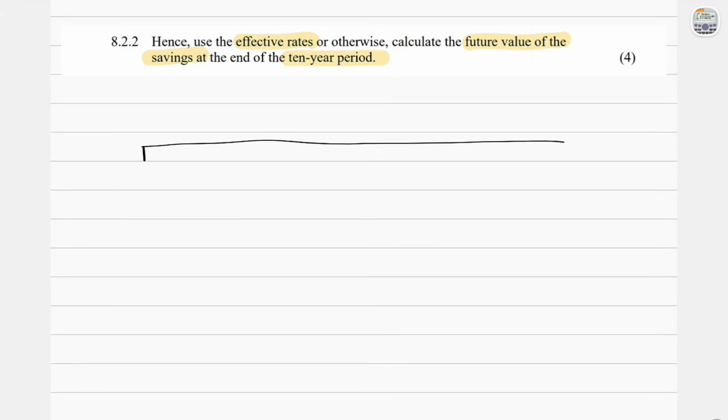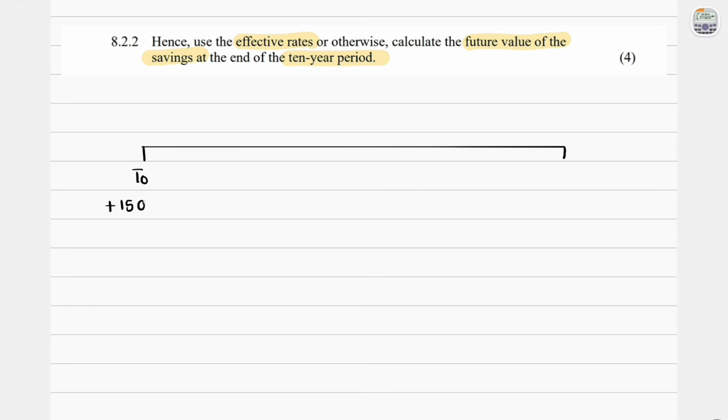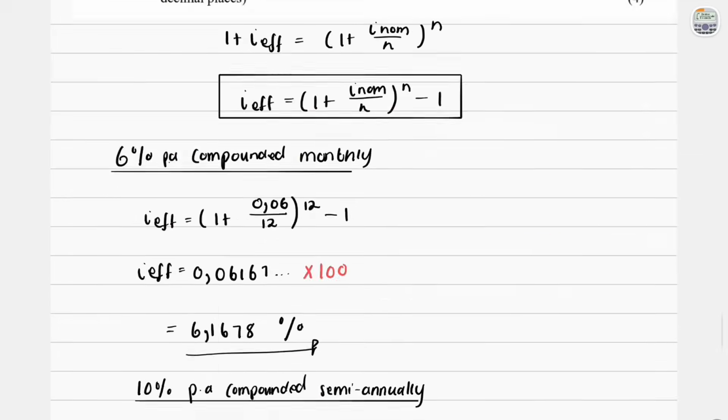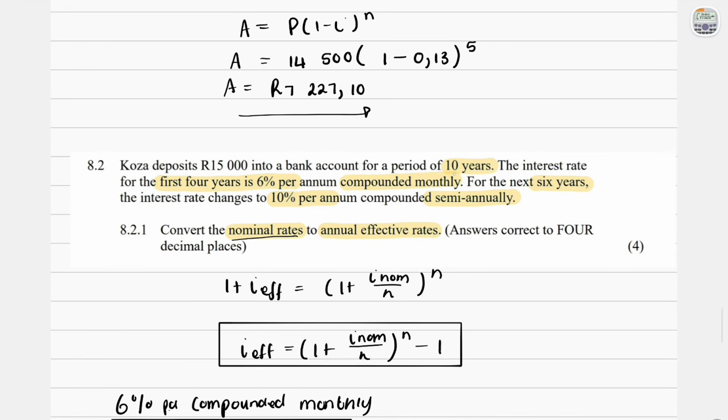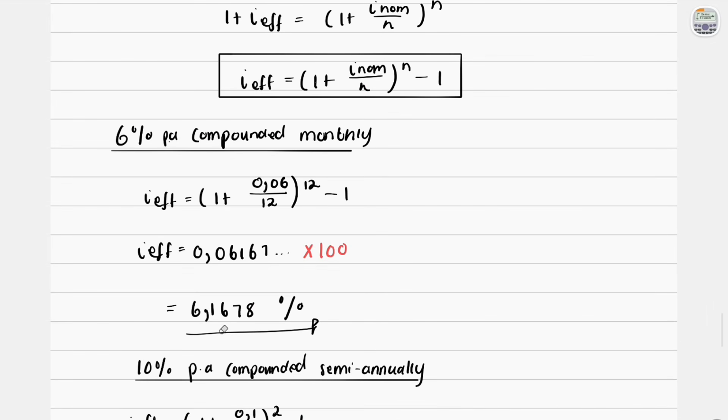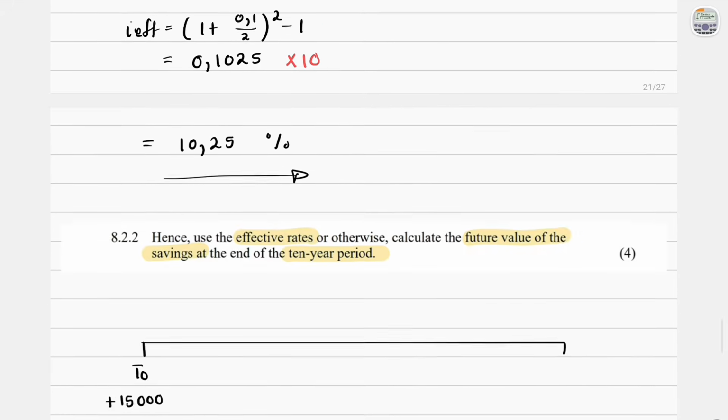Our timeline, we can start at T0. And then what happens here is 15,000 Rand is invested. Then remember how first we had that the interest rate for the first 4 years was 6% per annum compounded monthly. But we don't have to consider that anymore. Now what we have to take is this, and we're going to use it like that, clearly. So just use it as a decimal.